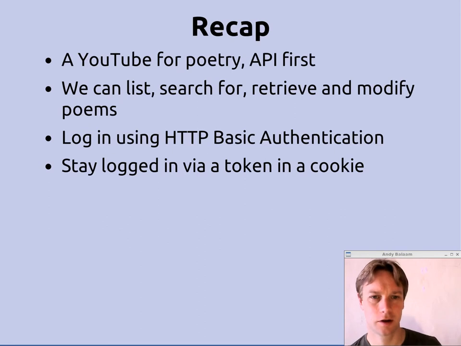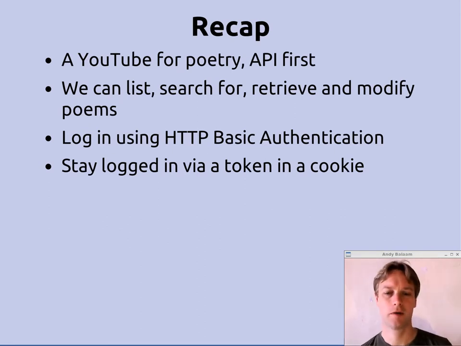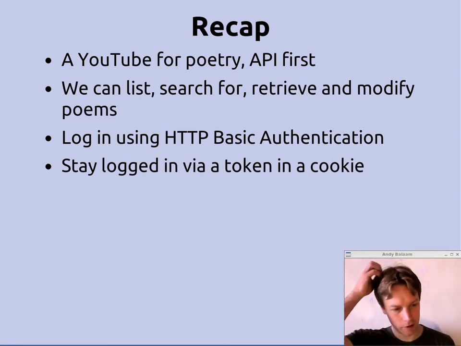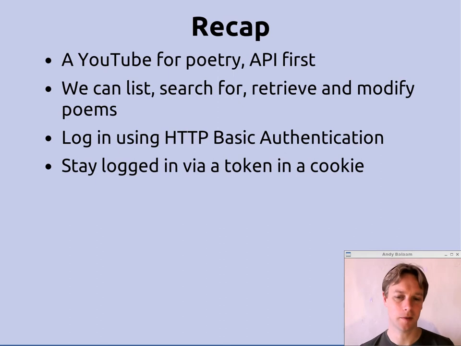Okay, so let's start off with what are we doing? Well, we're writing a kind of a YouTube, but for poems. And we're starting off with the API. Once we've got all the API functionality sorted out, we ought to be able to implement a website, in theory, it's obviously made up, on top of the functionality that the API provides. So far, our API can list poems, search for poems, go and get particular ones and change them. In order to be able to change them, you need to have the right login. So we've got a login using HTTP authentication.